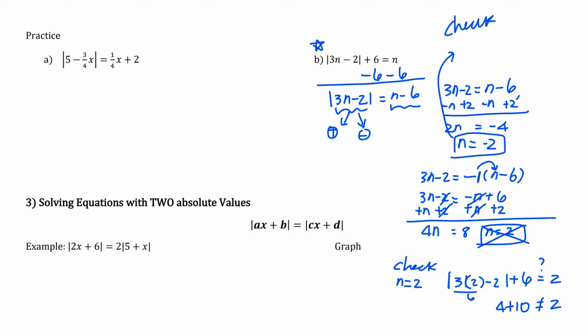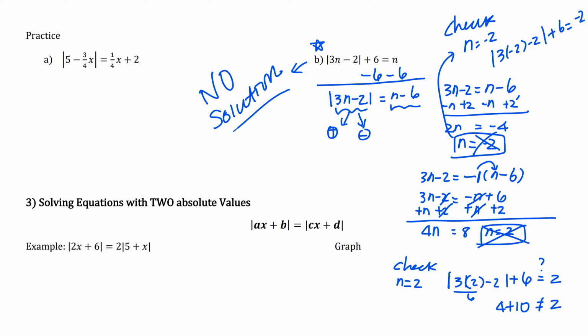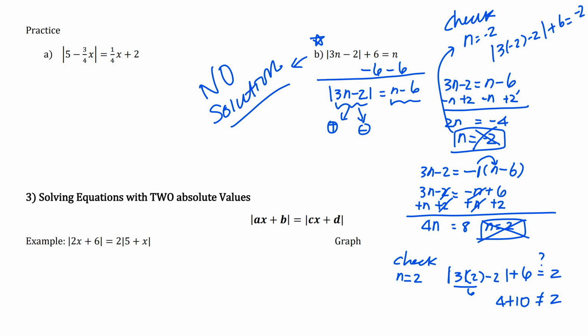And the next one, when n is negative 2, we plug it in. 3 times negative 2 minus 2 plus 6 has to be equal to negative 2, because n was negative 2. But that is not the answer. So in this case, this one has no solution. Right. I need to tell you again that there's no solution on this one, okay? Alright.